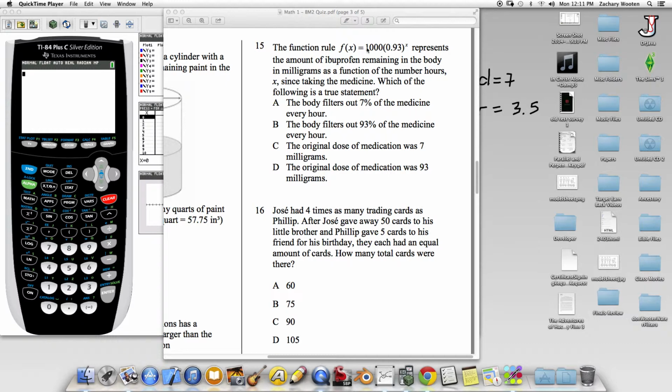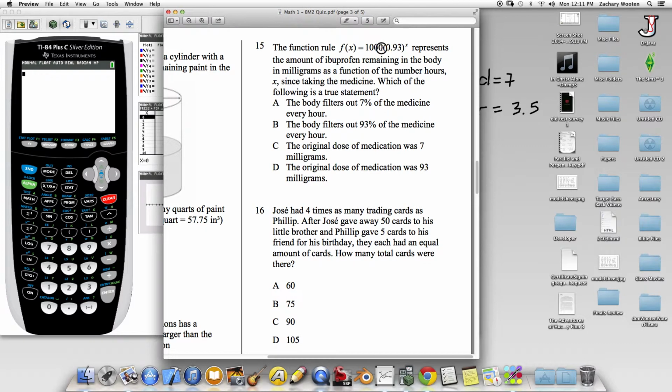So when we look at this, the number at the front, outside the parentheses, that is our starting value. So we're going to start with a dose of 1,000. Since we know the original dose was 1,000, we can go ahead and cancel out C and D. C says we start with 7 milligrams. That's not correct. D says we start with 93 milligrams. That's not correct. We started with 1,000 milligrams. That's what this number tells us. Now, that means A or B is going to be our correct answer.